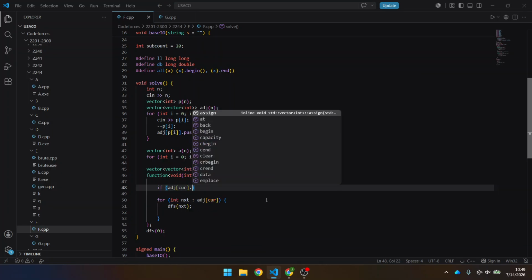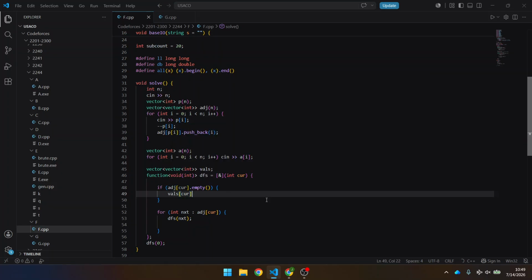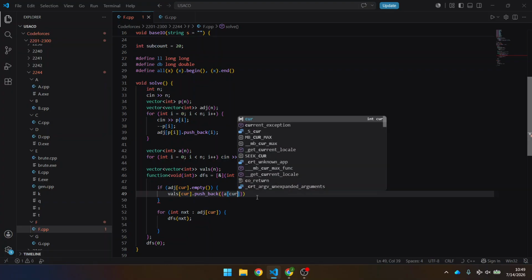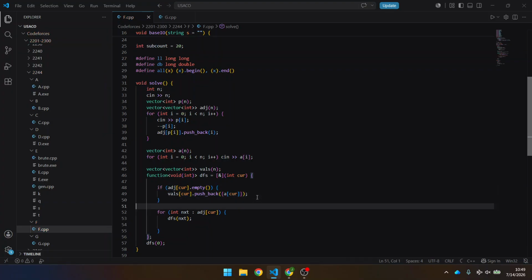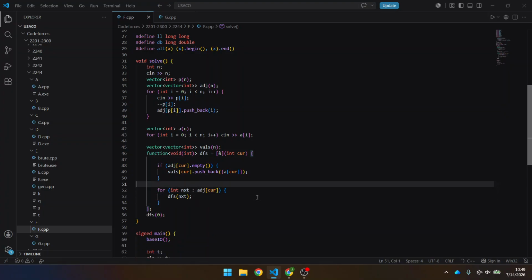Adjacency list empty, vals, pushback. Okay. The pushback. What is the pushback? Just A of current, right? Okay. DFS next.